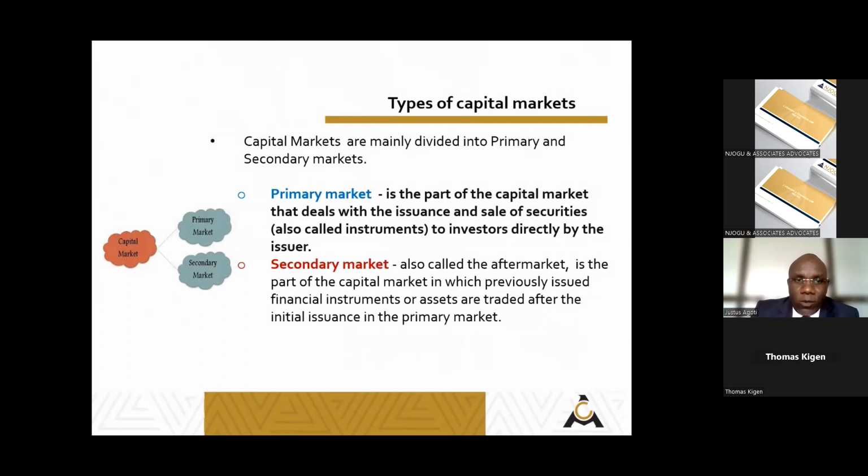This is just defining what I have already said. Primary market is part of the capital market. It deals with the issuance and sale of securities to investors directly by the issuer. Directly meaning the initial time when the issuer, the entity that's borrowing, is giving out shares for the first time. Secondary market now is where the exchange happens between the person who had been sold the shares the first time and somebody else who is interested in those shares.